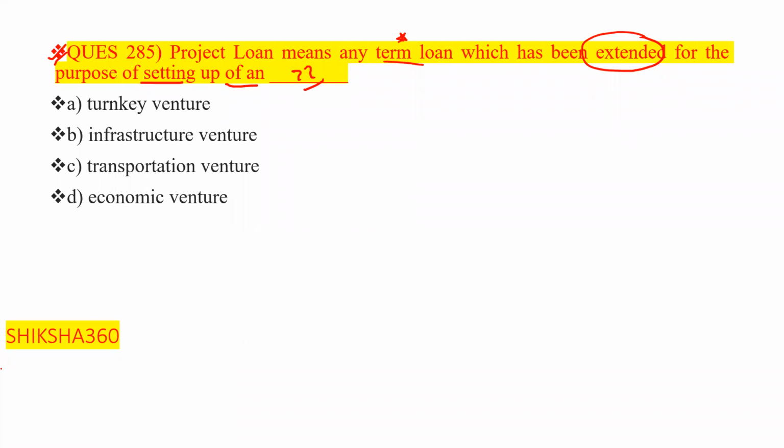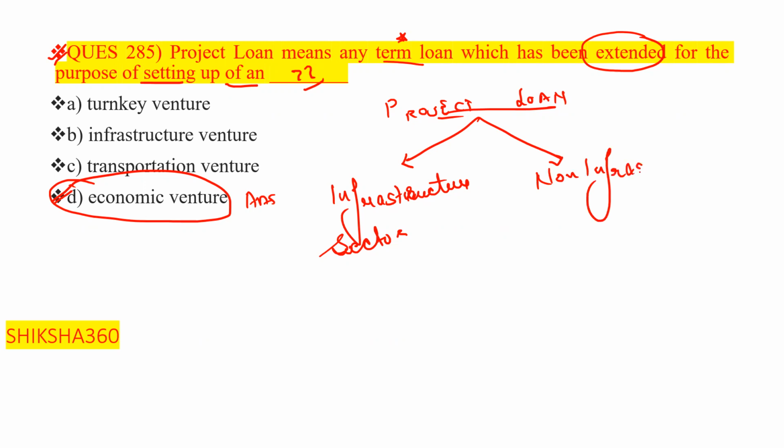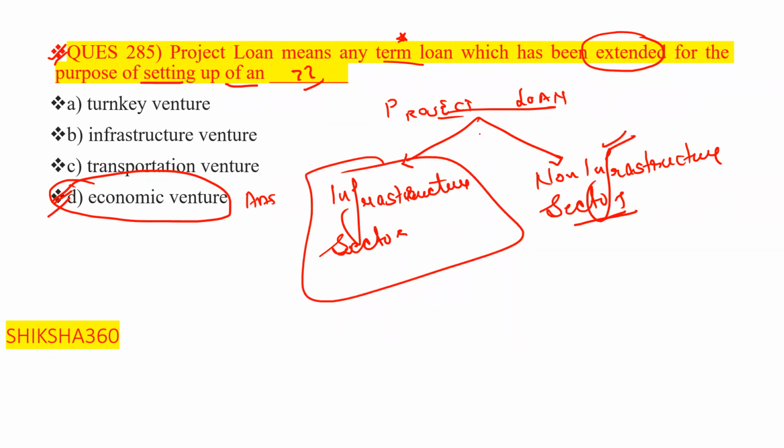So the direct answer, you will find, is the direct line they will pick under project loans: any term loan extended for setting up of an economic venture. The correct answer is setting up of an economic venture. Project loans are further divided into two categories: first, the infrastructure sector, and second, the non-infrastructure sector.